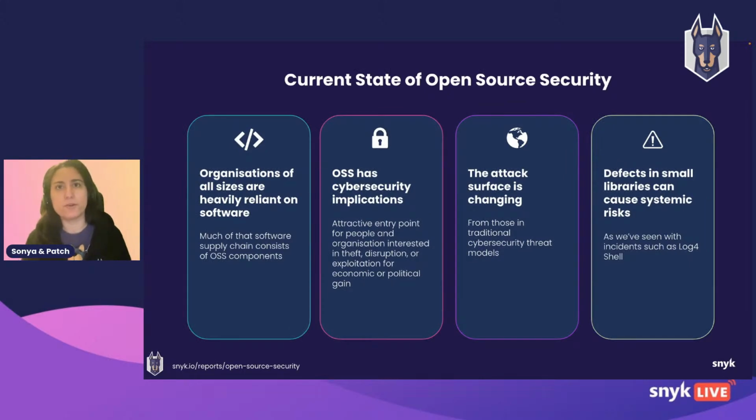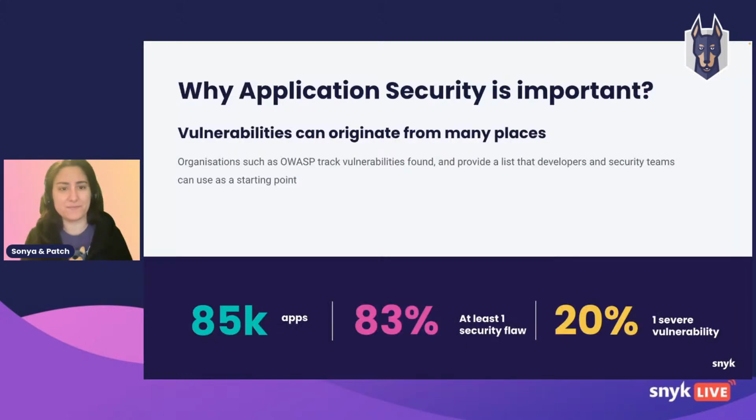So first of all, let's start with the current state of open source security. We know that organizations of all sizes are reliant on software, and that this software consists of a lot of open source software components. Thus, OSS has cybersecurity implications because it's an attractive entry point for people and organizations interested in theft, disruption, or exploiting economic or political gain. Thus, we think that the attack surface is changing, and we're going to talk about this in a little bit. We've also seen, 2 years ago now, that defects in small libraries can cause systemic risk, with the example of Log4Shell. And we've seen some incidents with that.